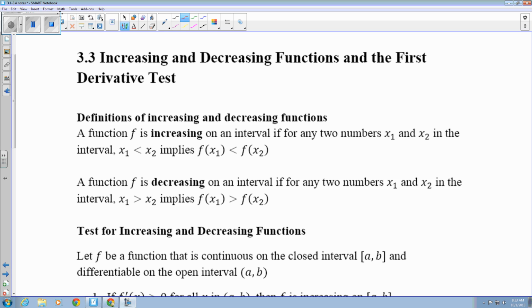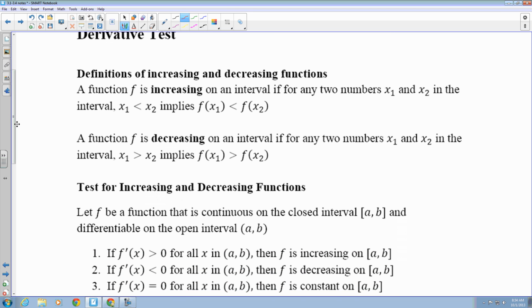Okay, we are working on section 3.3, which is increasing and decreasing functions, and starting the first derivative test. So the first two definitions of increasing and decreasing, we already know what it's going to be, just with a little bit different context. So we are increasing on an interval if we know that if x1 is less than x2, that implies that f of x1 is less than f of x2, which means that obviously f of x2 is a higher point. So the opposite for decreasing, if x1 is a smaller x value than a bigger x value x2, then f of x1 is bigger than f of x2 if we're decreasing.